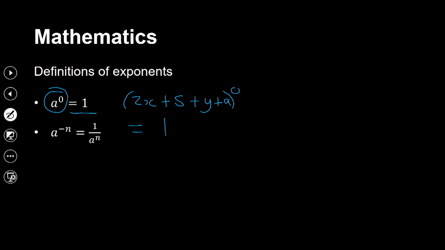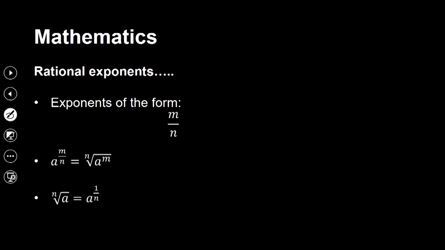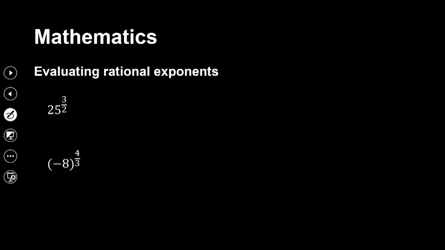Then the last definition will be the one about a negative exponent. Remember, one of the rules when you're doing exponents is always leave your answers in positive exponents. Now, in terms of rational exponents, these are exponents in the form of m over n, as I said in my introduction. I have two principles here that you just need to look at. If I have a to the m over n, it is the same as the nth root of a to the exponent of m. And the nth root of a alone will be the same as a to the exponent of 1 over n.